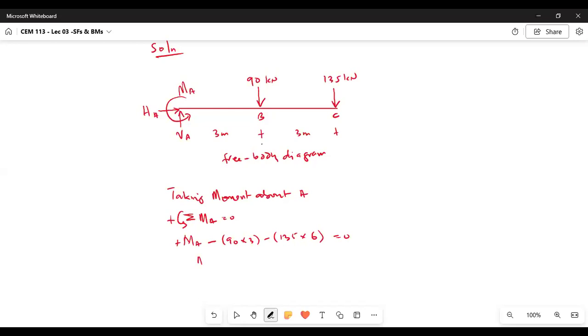So this one will give us MA minus 270 minus 135 times 6, which is 810, equals 0. So what's going on here?